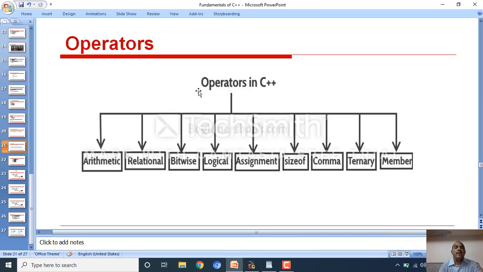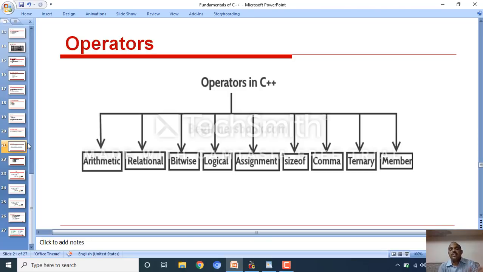An operator is a symbol. Then these are all the operators we already learned in C language. These are the arithmetic operators. Next are relational operators, bitwise operators, logical operators, assignment operators, sizeof operator, comma operator, ternary operator, and member operators. These are the operators in C++ language, simply extracted from C language.